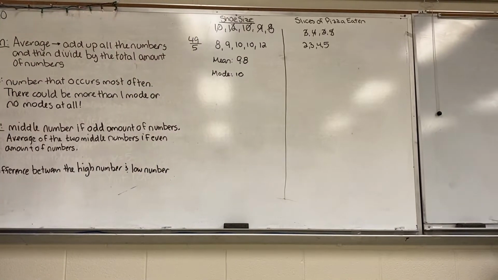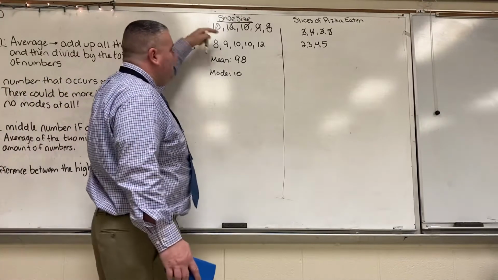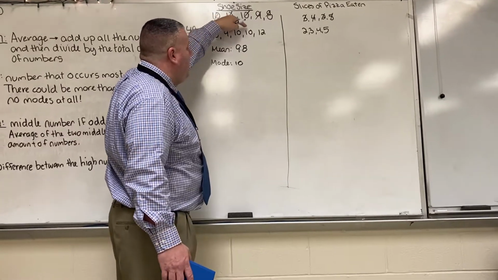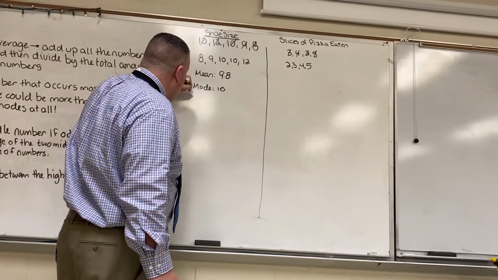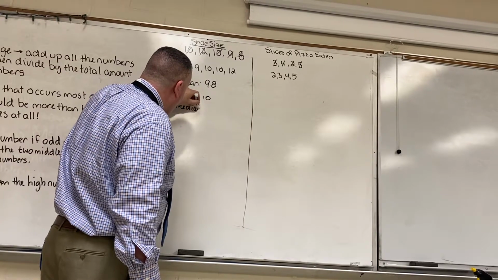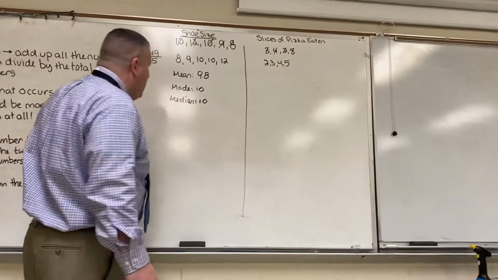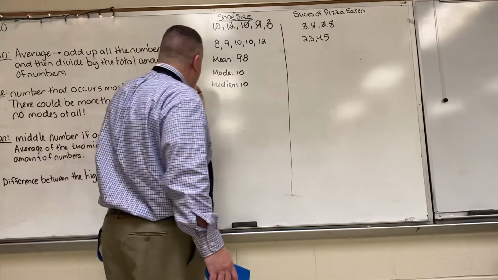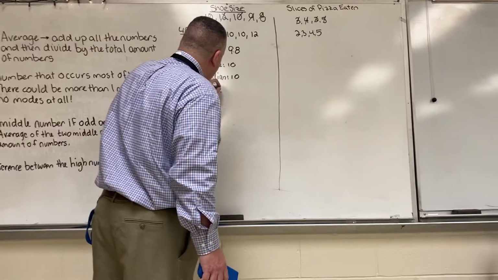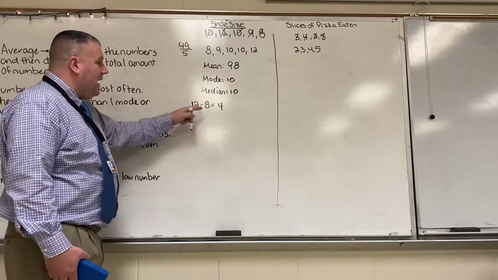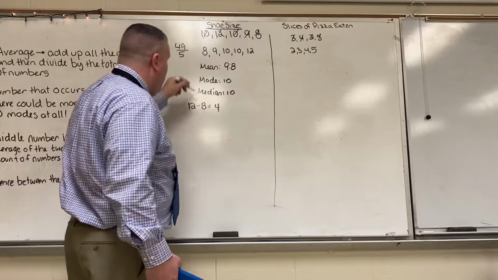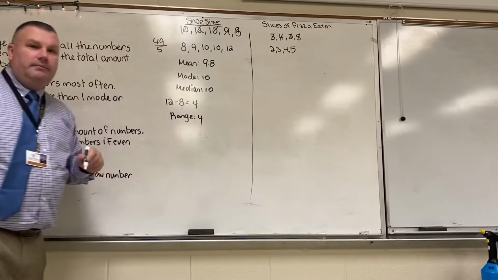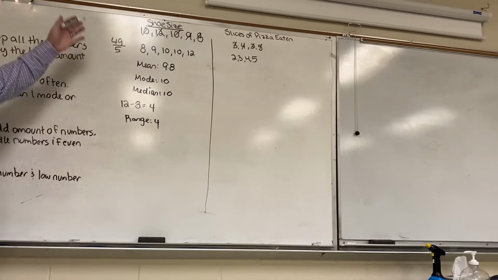The median is the middle number. Since we have an odd amount of numbers, we have 1, 2, this is the middle number, then 1, 2. So the median is 10 as well. And then we need to find the range. I'm going to do 12 minus 8, which is equal to 4. I subtracted the low from the high. So the range is 4. That's with an odd amount of numbers.